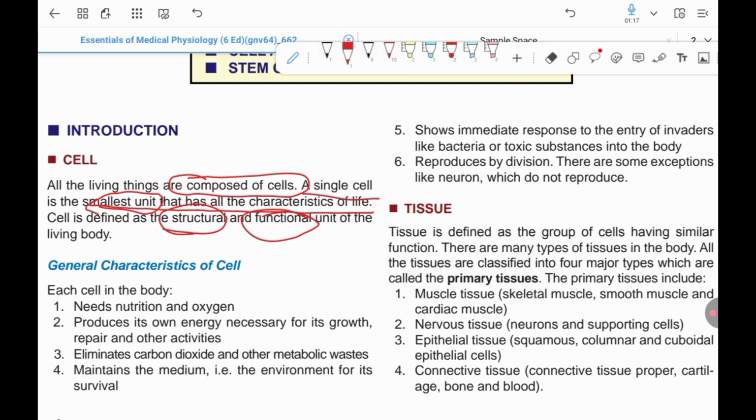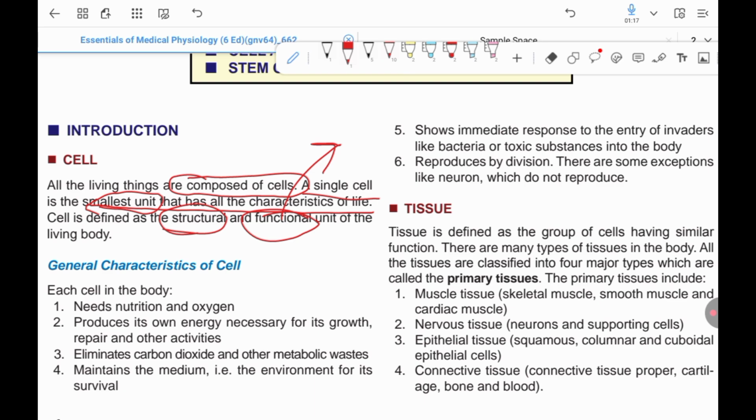Why is it a structural unit? Because cells form every structure of the body. The liver is formed from hepatic cells, the stomach is formed from gastric cells. So every structure in the body is formed by cells, like the brain is formed by nerve cells, neurons. It is also the functional unit, because cells perform each and every function in the body, like metabolic function. Cells perform reproduction, digestion, excretion, and metabolism.